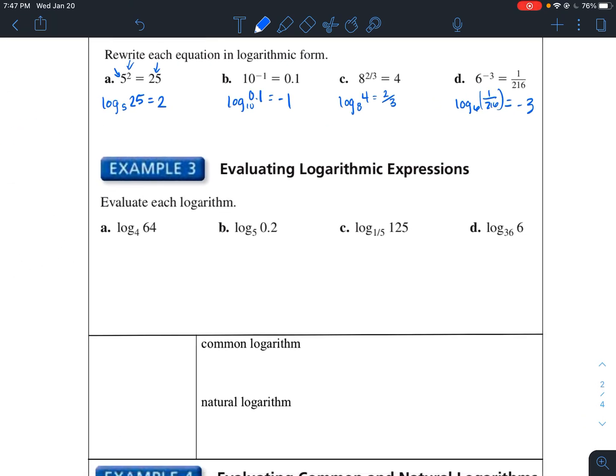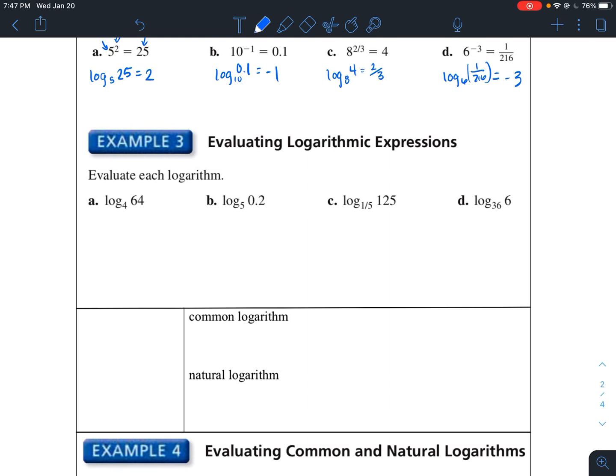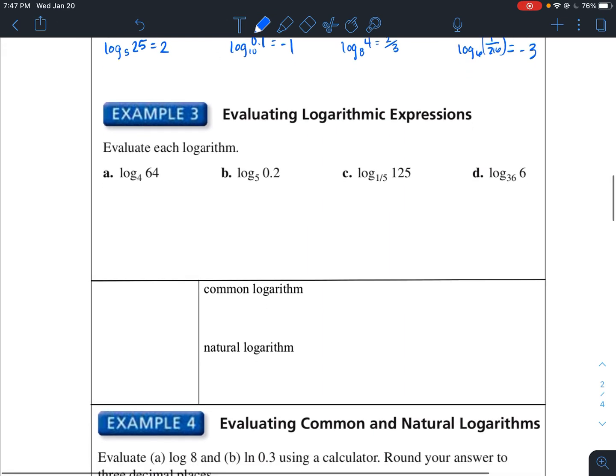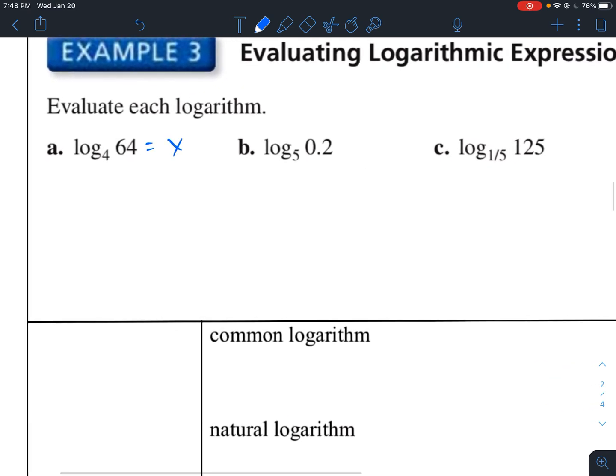Okay, now in these ones we're actually going to be evaluating these expressions. So log base 4 of 64. If we're trying to evaluate it, we know that this is equal to something. Log base 4 of 64 has a value. For me, it just makes it easier if I set this equal to x, where x is the variable I'm trying to find. Since I know how to convert this to exponential form, maybe that will help me. So I'm going to convert this to exponential form.